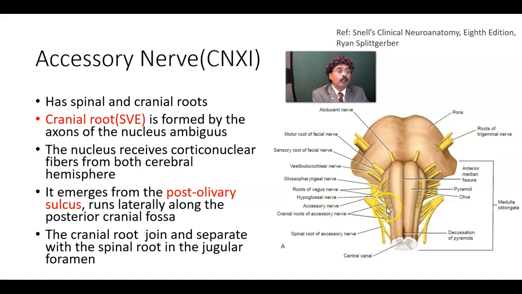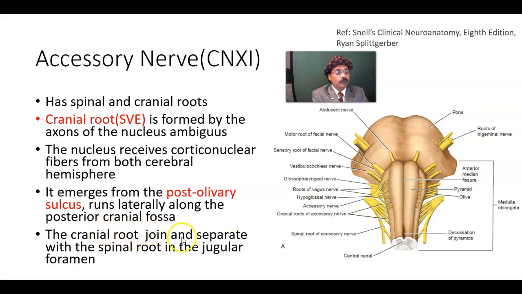Here is the olive, and the nerve is coming out just from the post-olivary sulcus, and that is below the vagus nerve. This is the vagus nerve. Okay, so pyramid, olive, and post-olivary sulcus, from where we are getting the cranial root of the accessory nerve.